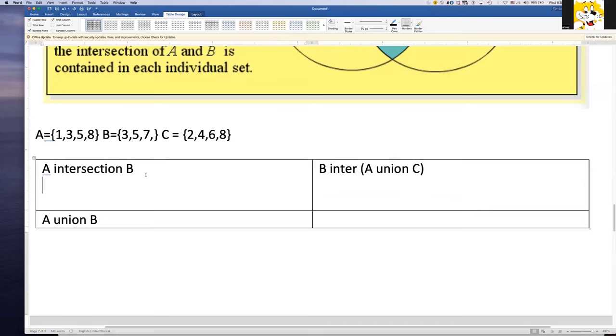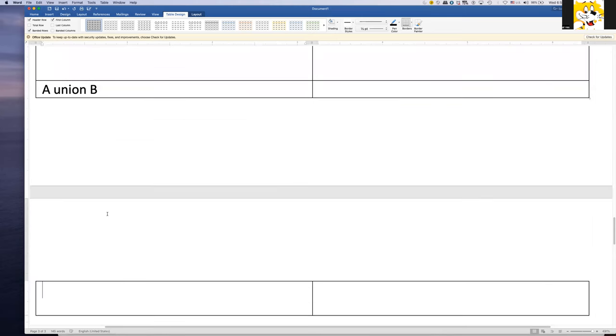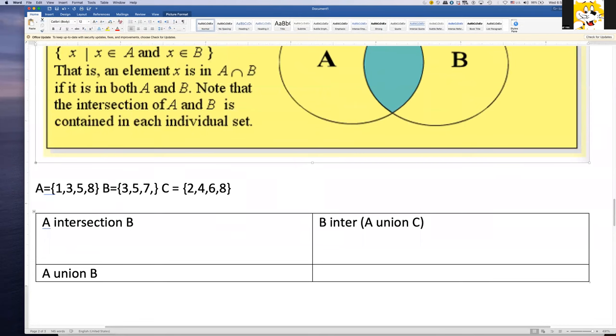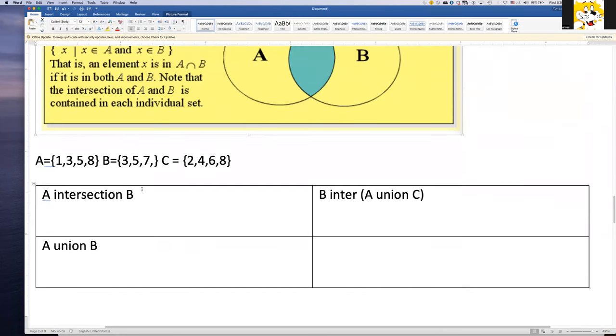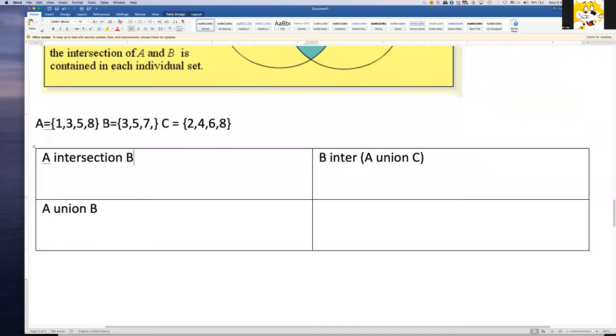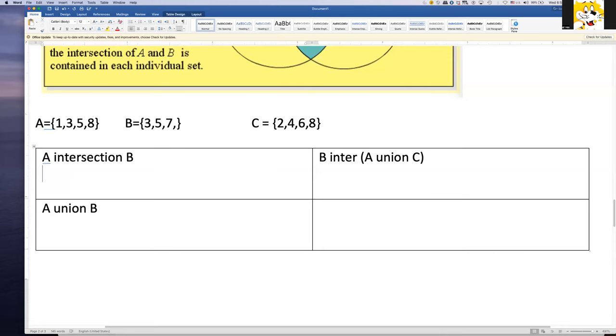Okay. So what numbers will I have when I have A intersection B? So these are my sets. I have three sets, right? I have the A set, I have the B set, and I have the C set. When I have A intersection B, what values will I have? Look at the values. Anybody? I'm going to pick on people. 3 and 5. Who said that? Talia. All right, so Talia says the values that you're going to have are 3 and 5.